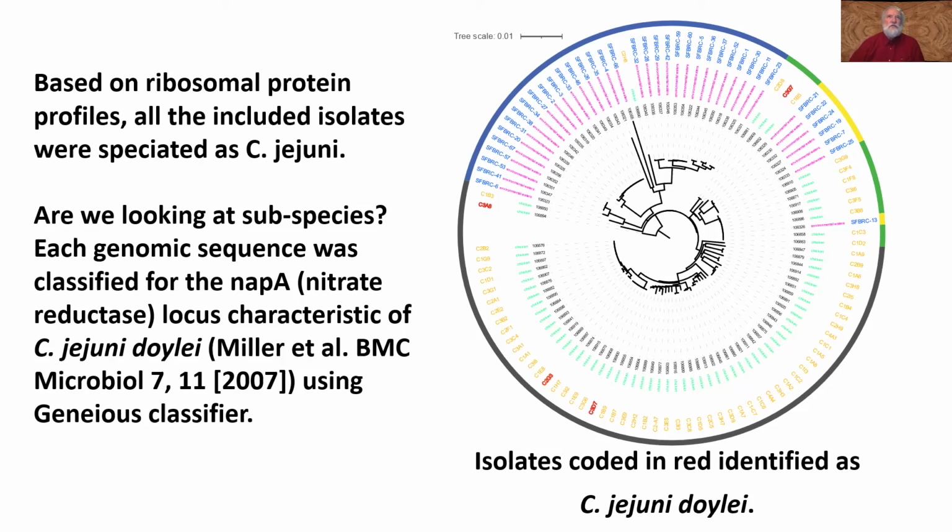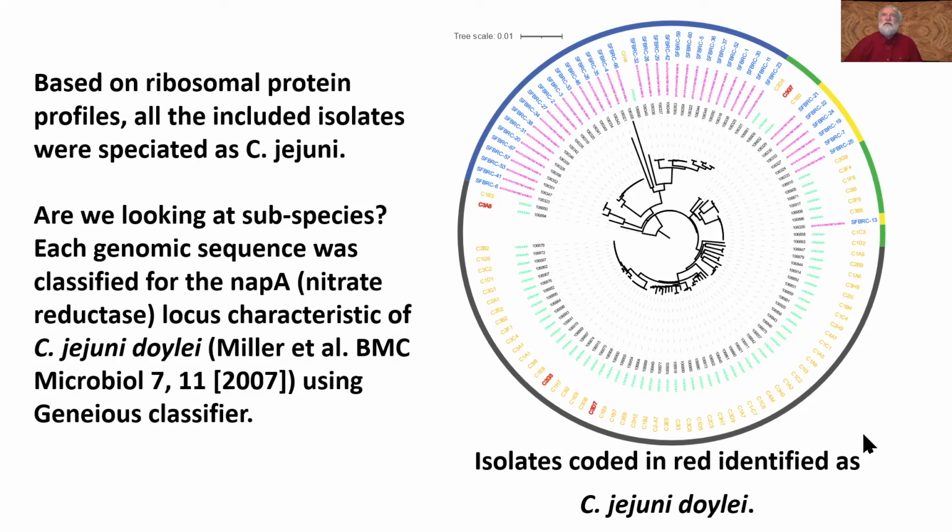So for that, I looked to using the NAP-A sequence, nitrate reductase, which was a locus characteristic of C. jejuni subspecies doylei, described by Miller et al., using the genus classifier. And in our populations, the isolates that you see coded in red were found to have the characteristic NAP gene loci of C. jejuni doylei. This one, this one, this one, and this one. So these two are on the same leaf, but these two are quite different.